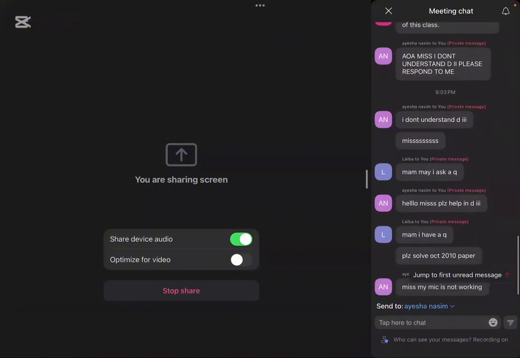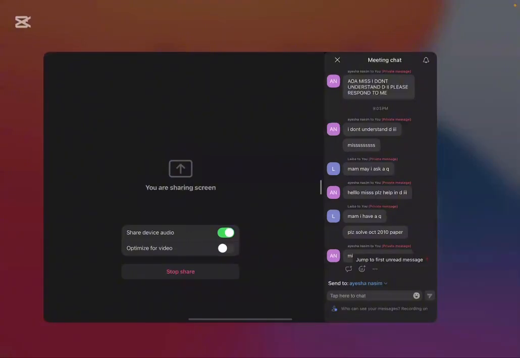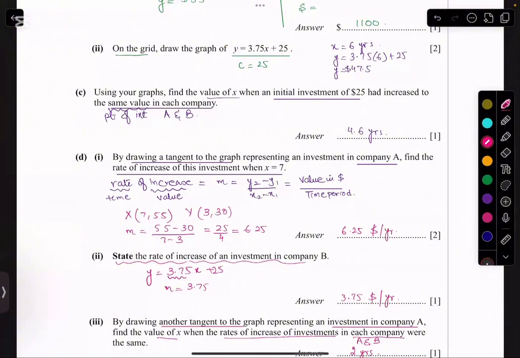D part 2, D part 3. Okay, so D part 2 and D part 3. All right, so I'll go back to those two parts. D part 2 says, state the rate of increase of an investment in company B.